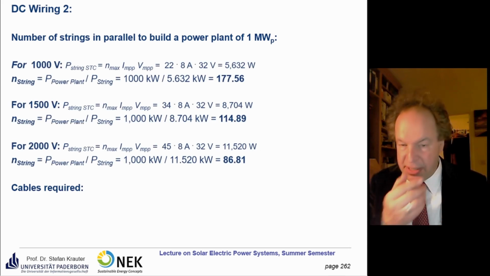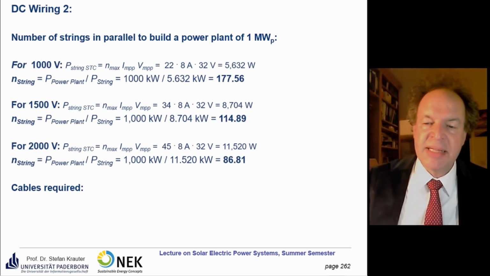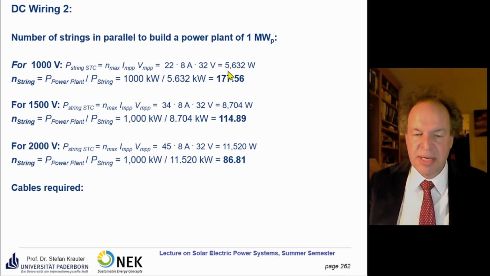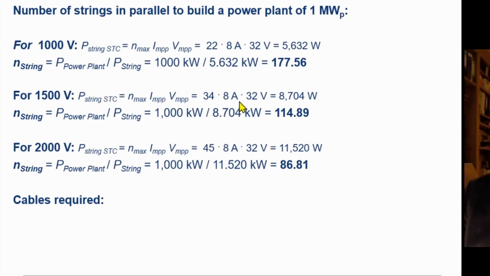So the number of strings we have to put in parallel to build a power plant with 1 megawatt, we calculated already, that's 178 strings. If we go up to 1,500 volts, we need fewer strings, because one string has more modules. We only need 115 strings. If we go up to 2,000 volts, then in each string we have 45 modules and a power output of 11.5 kilowatts. So altogether we need fewer strings, only 87 strings.